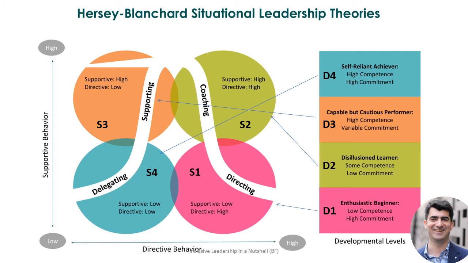So let's remember the style of leadership that you can choose based on the Hersey-Blanchard situational leadership theory depends on two behaviors: the supportive behavior level that you will choose and the directive behavior level that you choose. The level of each of these behaviors that you will choose depends on the level of the employees that you will have.